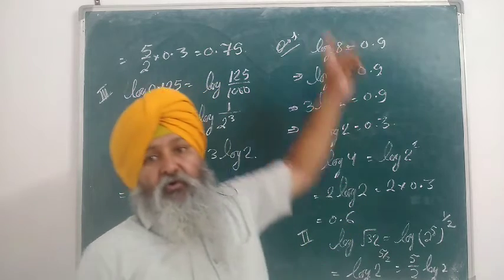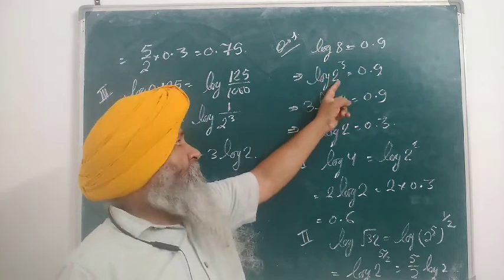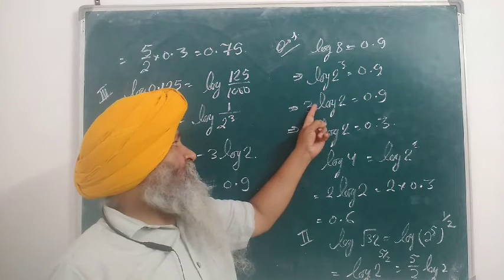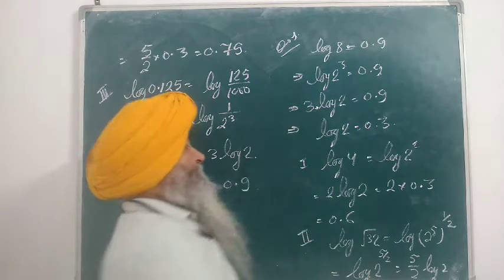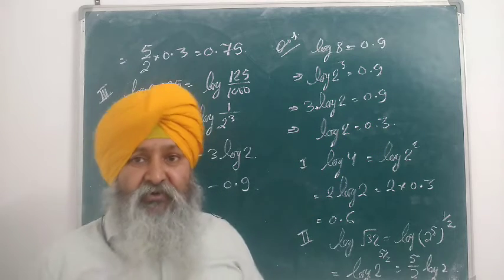Here again, log 8 is 0.9. What is it? 2 cube. In log, the power comes to multiplication, comes forward. This 3 is multiplied with log 2, so when it shifts here, it is divided. So log 2 is 0.3.